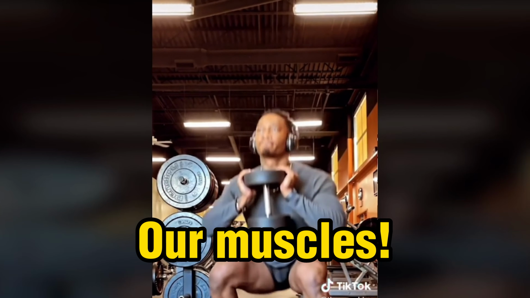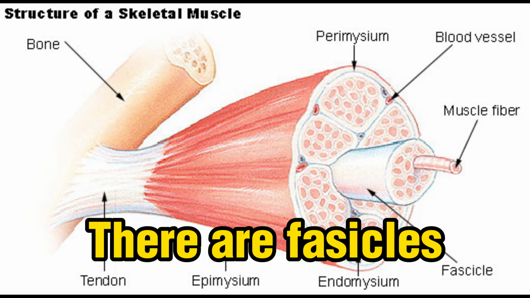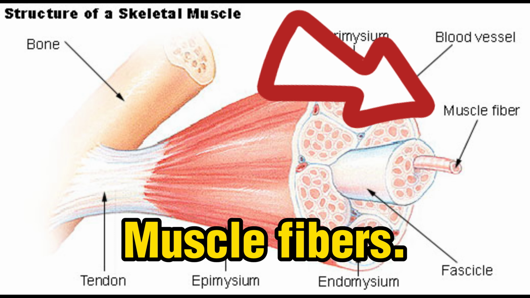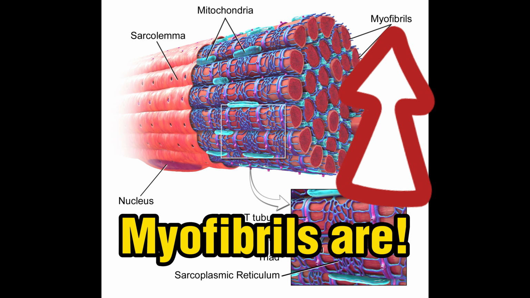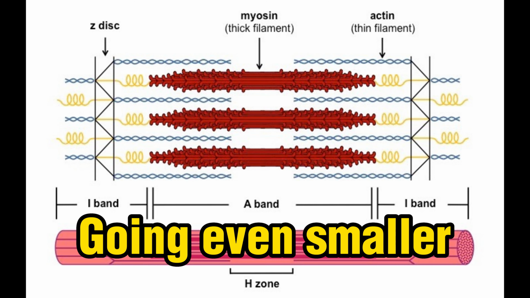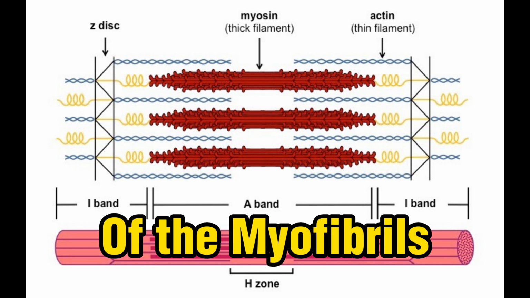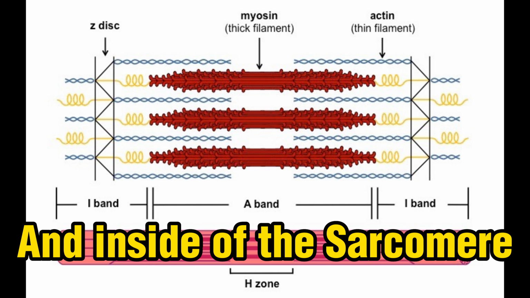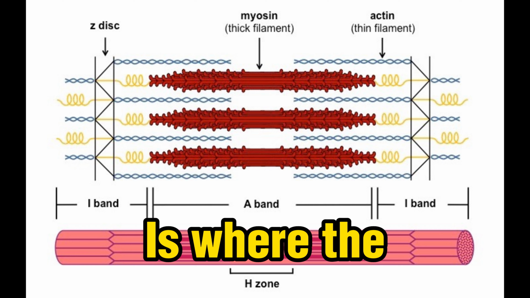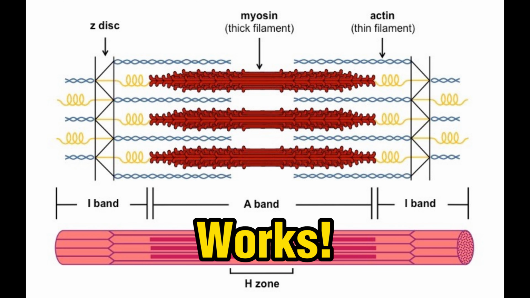Our muscles. Inside of our muscles, there are fascicles that contain our muscle fibers, and inside of those muscle fibers is where our myofibrils are. Going even smaller, inside of the myofibrils, there is the sarcomere. And inside of the sarcomere is where the sliding filament theory works.